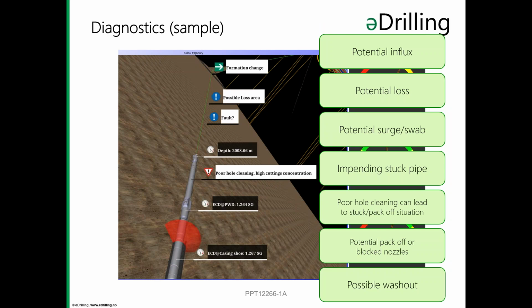We have the impending stuck pipe, where we are continuously monitoring the modeled cuttings concentration, but also looking at the hook loads and the trend deviations there. It's pretty much the same thing with poor hole cleaning, but we look at it also against the forward-looking simulations. So we look ahead of time to also detect potential problems coming up.